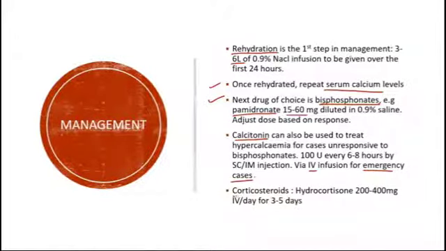And another treatment option is corticosteroids. This is predominantly for hypercalcemia of malignancy. You can try hydrocortisone 200 to 400 milligrams intravenously per day, and this can be continued for 3 to 5 days.